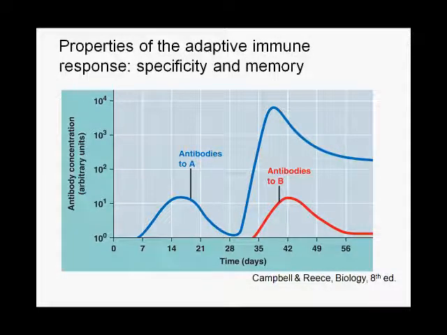So here, graphically, is an illustration of the properties of the adaptive immune response. Let's say that at time 0 we have a virus that enters the body. So we have a virus infection. It takes a week or 2 weeks before we see antibodies against the virus circulating in the bloodstream. So this is virus strain A. And what this is tracking is antibody concentration.